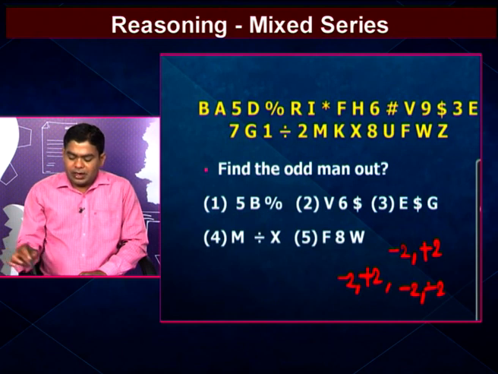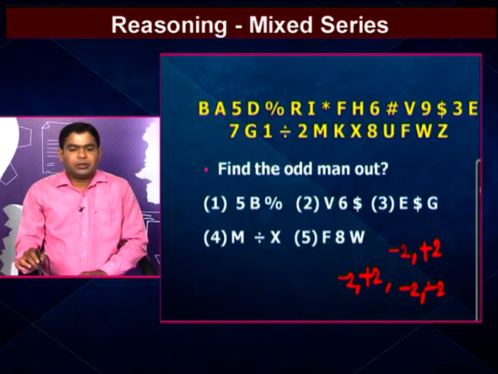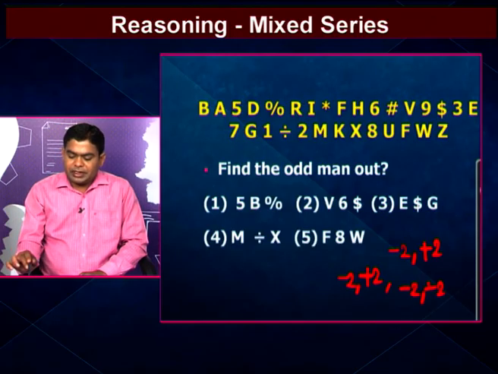After that we go to the next option, that one is the fifth option, F8W. In our series F is there, 8 is there, W is there, but there is no relation between F8W. That means the fifth one is the different one. So that's why that one is the odd man out. We go to the next question.